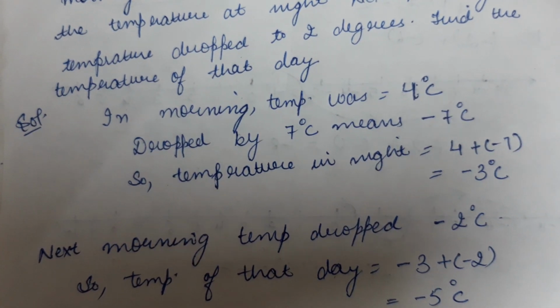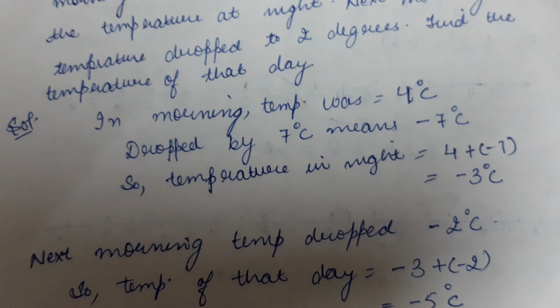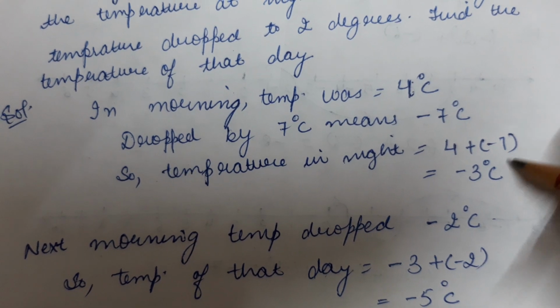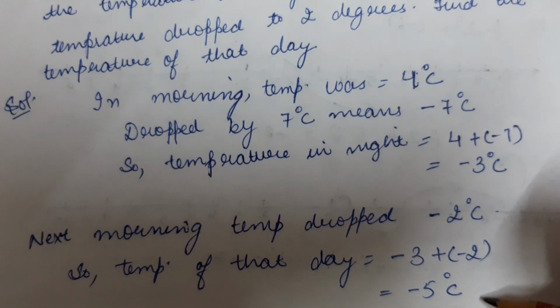Next morning the temperature dropped by minus 2 degrees. Dropped again means decreases. So minus 2 degrees. So the temperature of that day will be, we will start from here, then we move to the next day. So minus 3 plus minus 2, answer is minus 5 degrees Celsius.